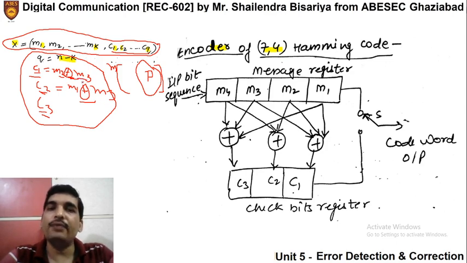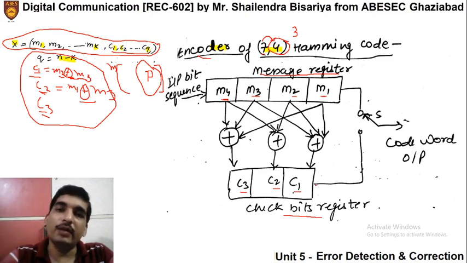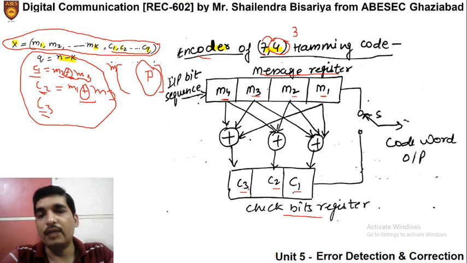So if I want to draw the encoder for a 7,4 Hamming code, here we have 4 message bits. I have written here first that the message register will have 4 values, m1, m2, m3 and m4, and we need 7 minus 4, that is 3 check bits. So we will represent another register, the check bit register, which will store the values of c1, c2 and c3. And how will we find these values? Based on the parity bits, we will find the expressions for them.